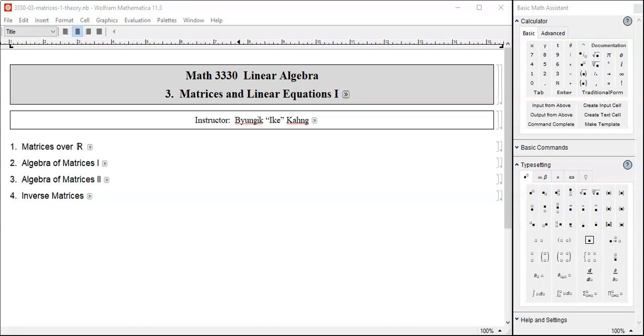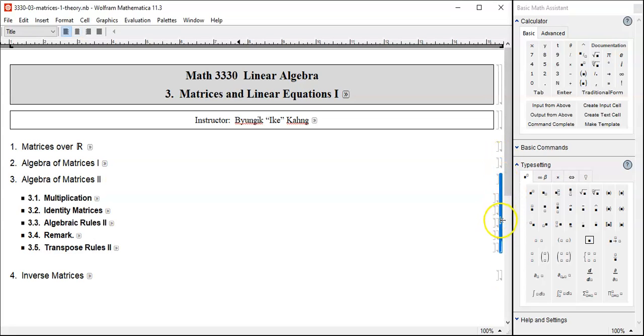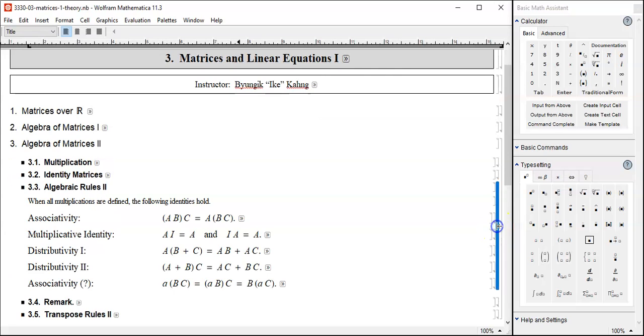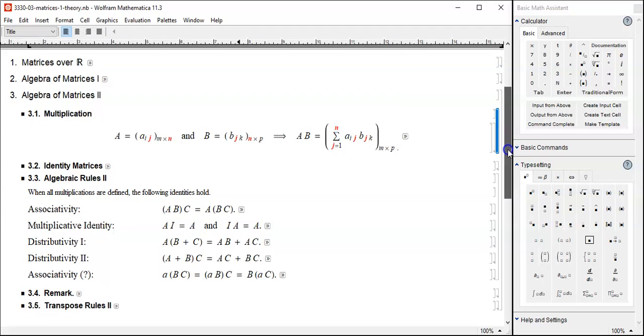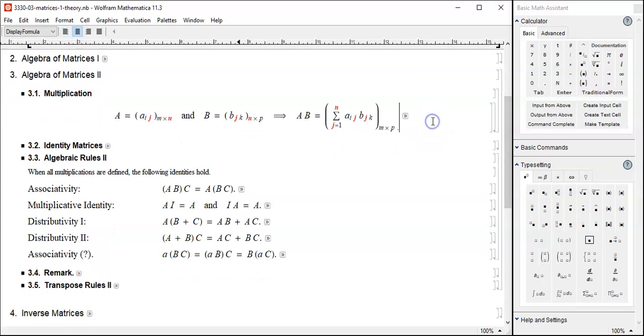Hello students, welcome to optional advanced topics in linear algebra. The purpose of this lesson is to discuss the algebraic rules in regards to matrix multiplication. We're talking about these rules, and this is the definition of the matrix multiplication.